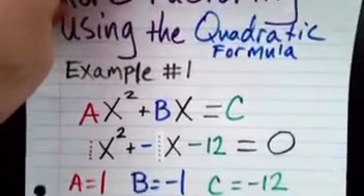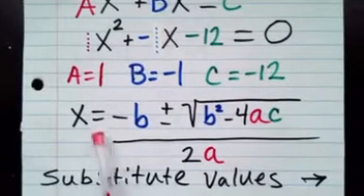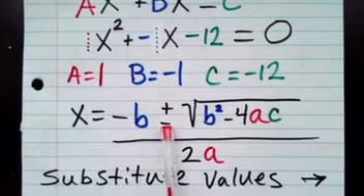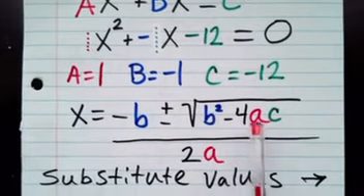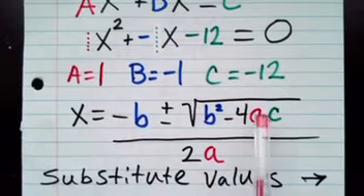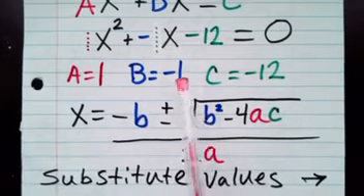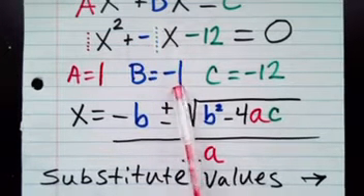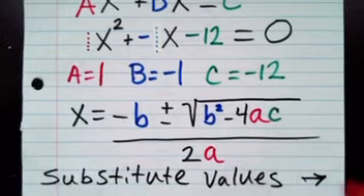So we're going to use the formula x equals negative b plus or minus, right? It's both. You have to include both. Plus or minus the square root of b squared minus 4ac, divided by 2a. So everywhere you see an a, you're going to substitute a 1. Everywhere you see a b, you're going to substitute a negative 1. Remember that negative, a lot of people see that as subtraction, but that negative goes with the 1. And then, of course, c equals negative 12, so where we see c, we'll substitute the value of negative 12.